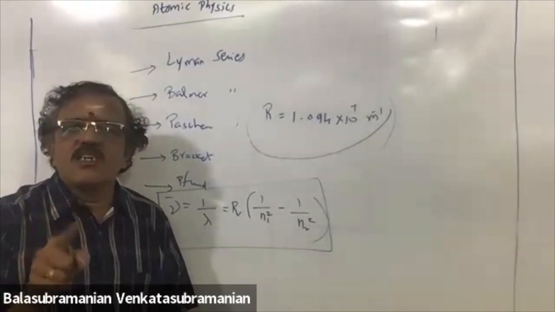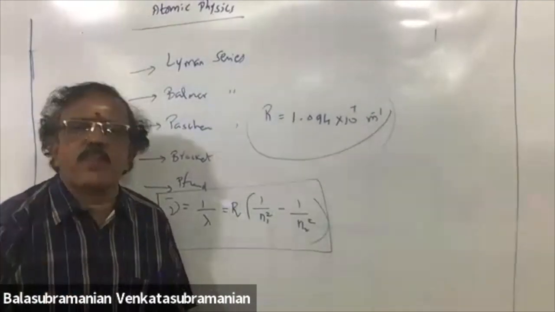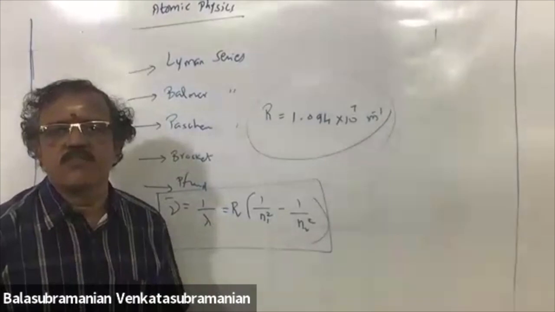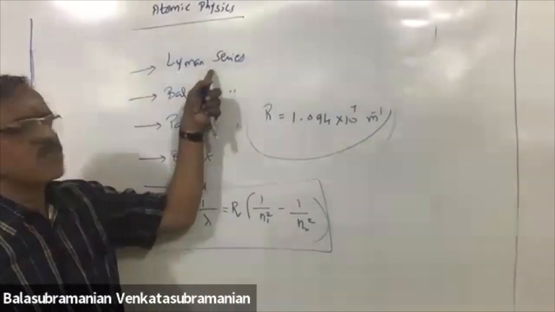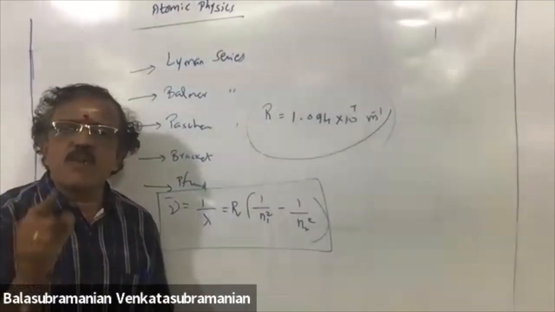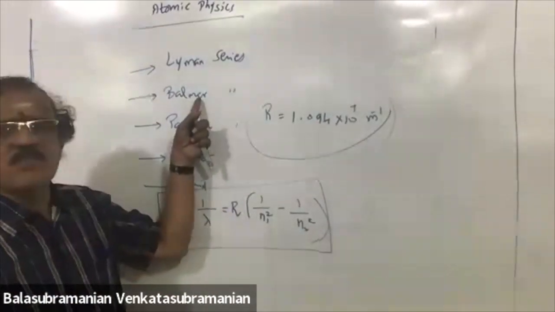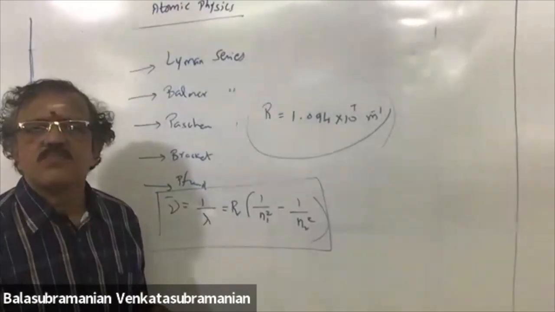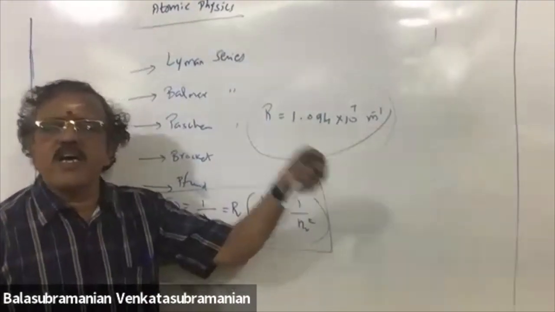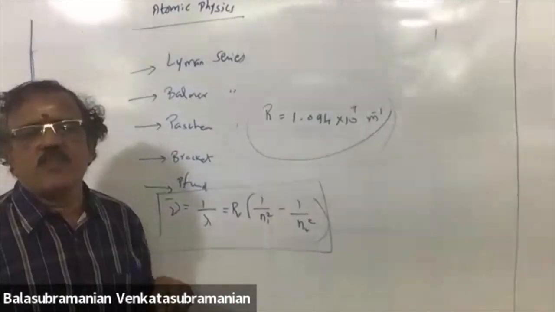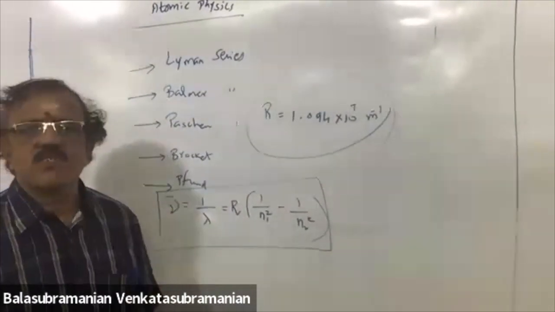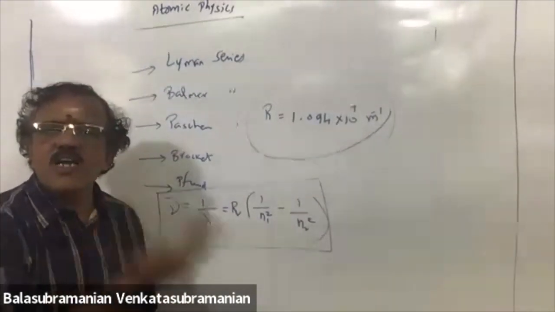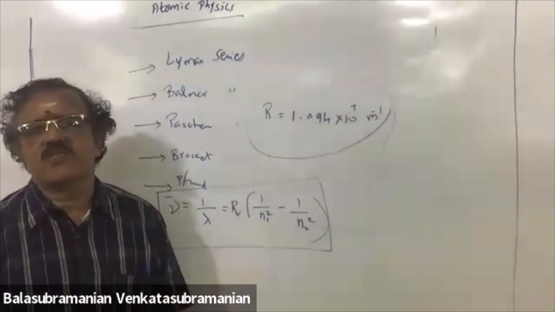When an electron jumps from a higher orbit to the first orbit, a spectral series is emitted: the Lyman series. When an electron jumps from a higher orbit to the second orbit, the Balmer series. You calculate the wavelength for that. Higher orbit to third orbit, Paschen series. Higher orbit to fourth orbit, Brackett. Higher orbit to fifth orbit, Pfund series.